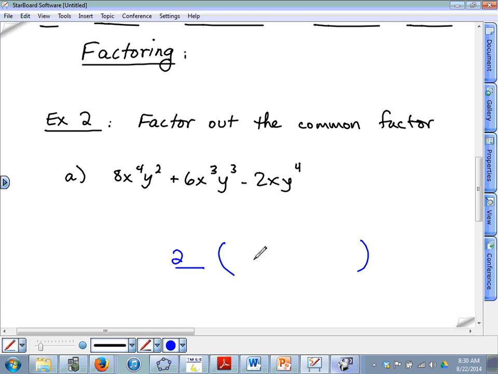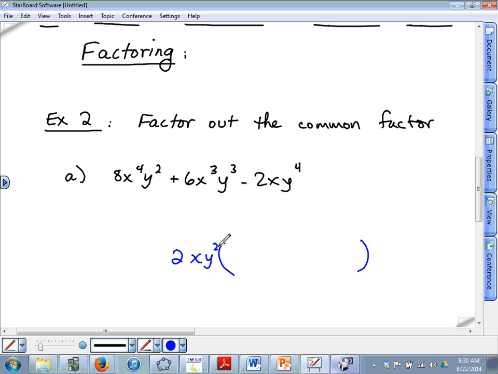Now let's just move on to the x variables. At least how many x's does each term here have? They all have at least one x in common, so we're going to factor out an x. And how many y's do they all have in common? This has a y squared, that's a y squared. So they all have at least 2 y's. We can factor out a y squared.